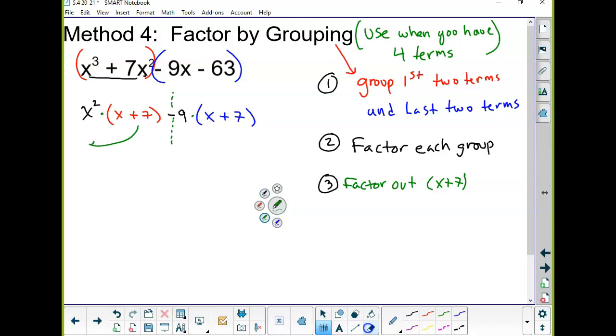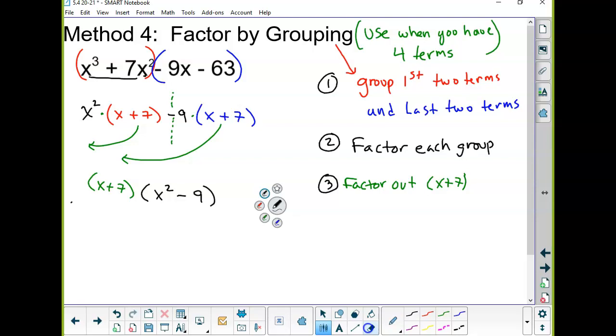So I'm going to pull it out from this one, and I'm going to pull it out from this one, so I'll only have 1. And what's left over is the x squared and the minus 9. Every year, students really struggle with going from this step to this step. And the question I always have to answer is, how come there's only 1? We had 2 x plus 7s, but why did I only write 1?